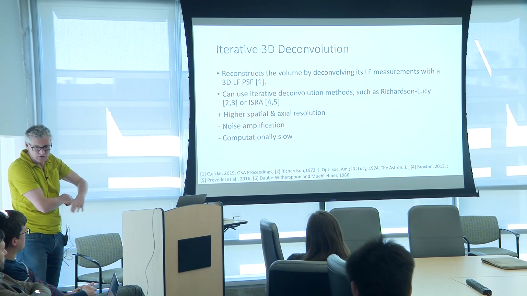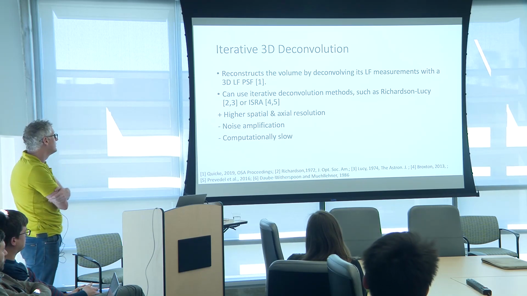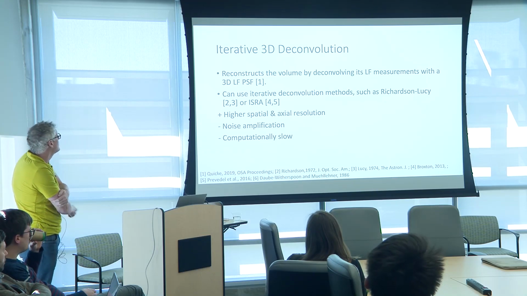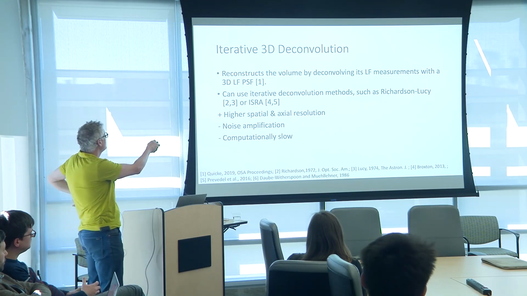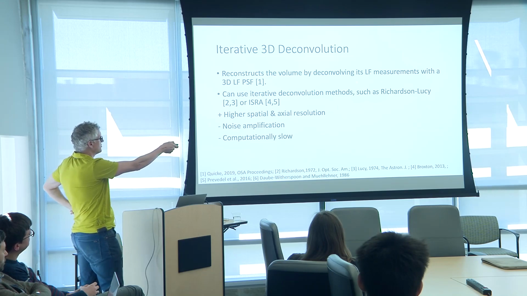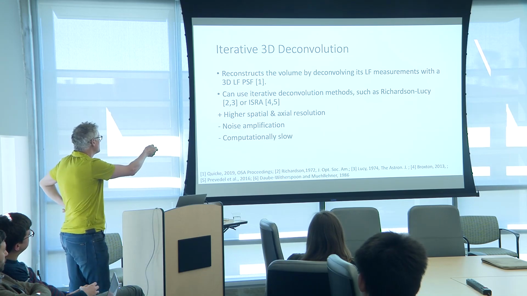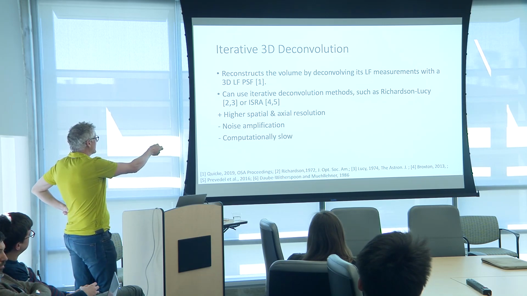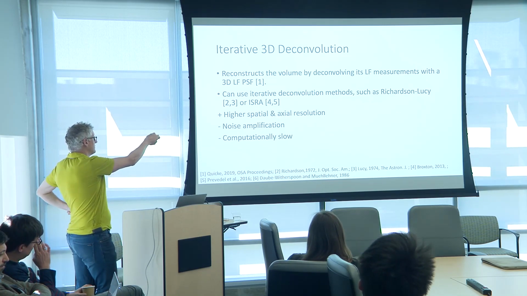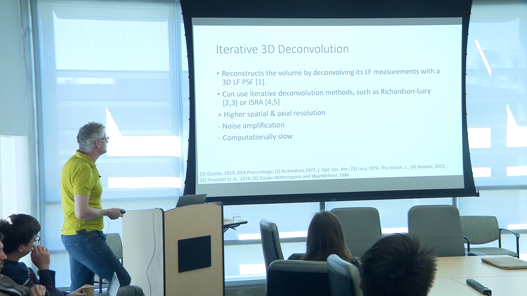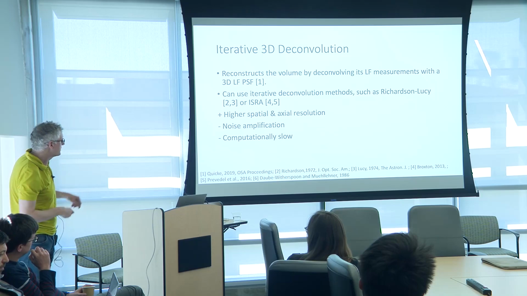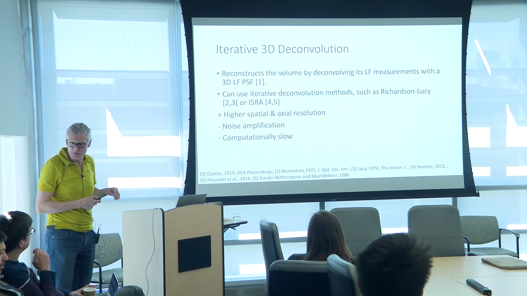So then the more interesting algorithms are trying to get a 3D deconvolution from it. You have this information. Can we make use of it to reconstruct a 3D picture of what's going on? So you're reconstructing the volume by deconvolving light field measurements with a 3D light field point spread function. A classic algorithm for doing deconvolution iteratively is the Richardson-Lucy algorithm. Last year at this workshop we heard a lot about Richardson-Lucy. I don't know if we've heard it so far.